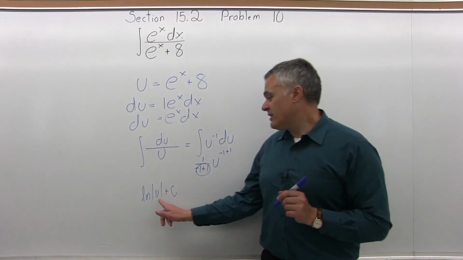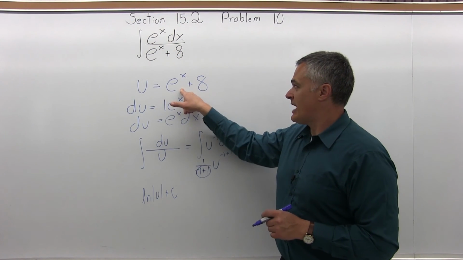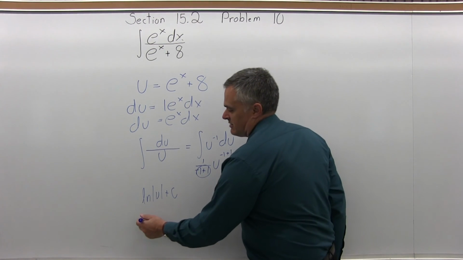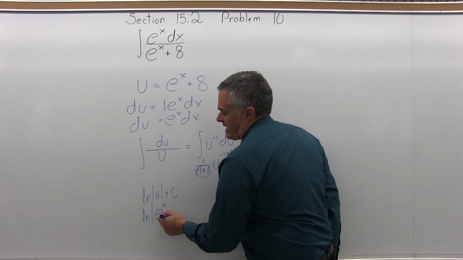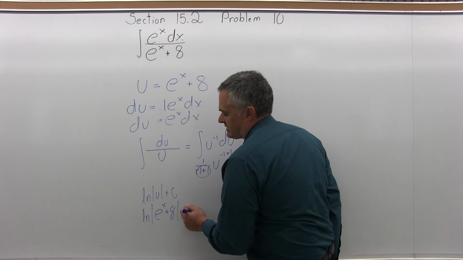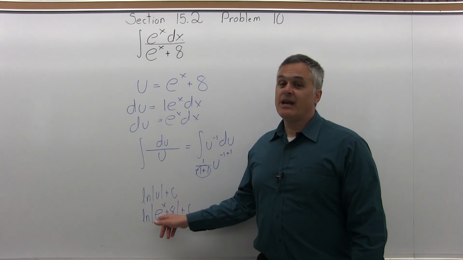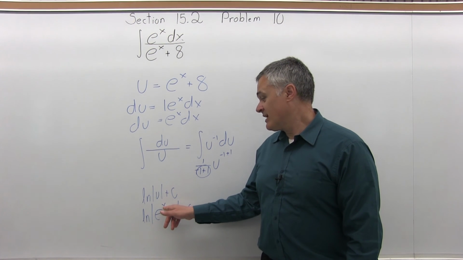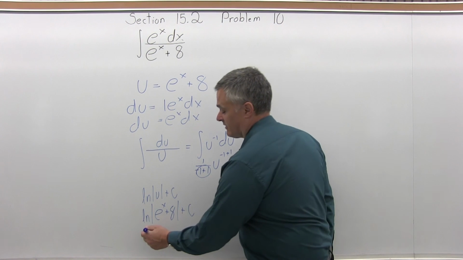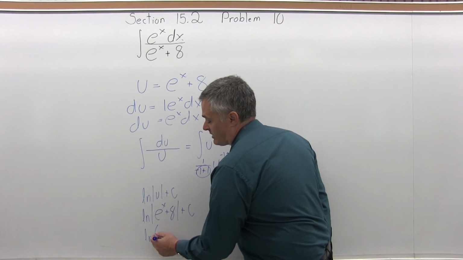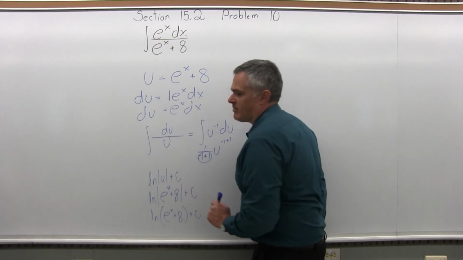And to finish it, you don't want to leave u. You want to write your answer in terms of the original variable. So I have the value of u, which is e to the x plus 8. So my final answer will be the natural log of absolute value of e to the x plus 8 plus a constant. Now in this particular case, e to the x can't ever be negative for any value of x. Even for negative values of x, the result will be positive. The plus 8 will also be positive. So in this one particular case, if you forgot to use the absolute value, it would be okay. There's no harm in leaving it in though.